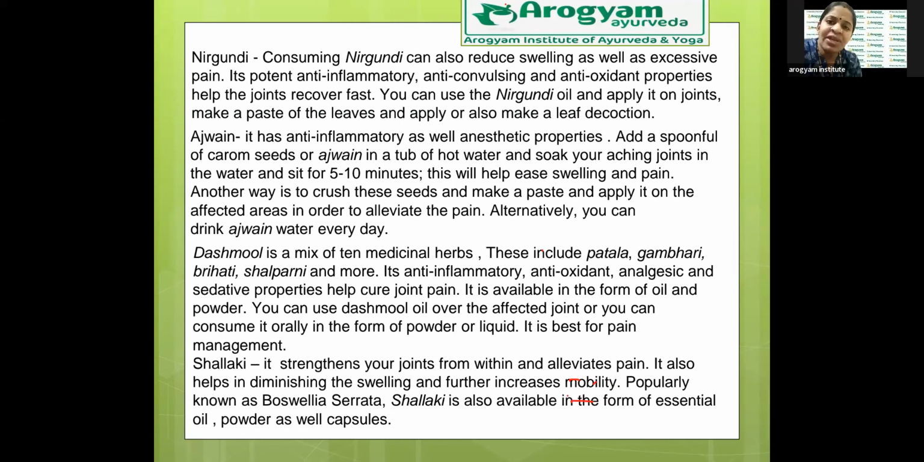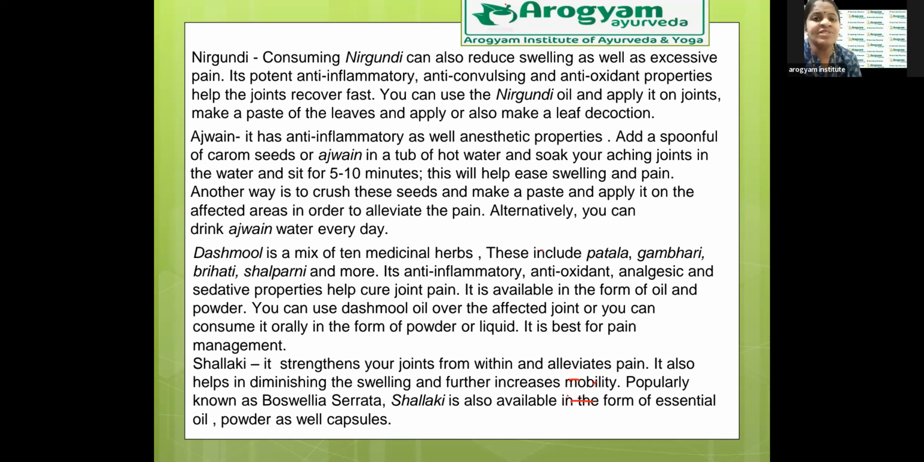Nirgundi, what is this? Nirgundi एक medium sized tree या फिर large herb, large shrub मान सकते हैं हम. Consuming nirgundi can also reduce swelling as well as excessive pain. So nirgundi को regularly consume करना बहुत important है. Its potent anti-inflammatory, anti-convulsing and anti-oxidant properties help the joints recover fast. So that is very important feature of nirgundi. You can use the nirgundi oil and apply it on the joints. So nirgundi से तेल बना के, nirgundi के पत्तों से तैला बना के वो apply कर सकते हैं, which gives instant relief and can be safely used for long duration and which is very effective.